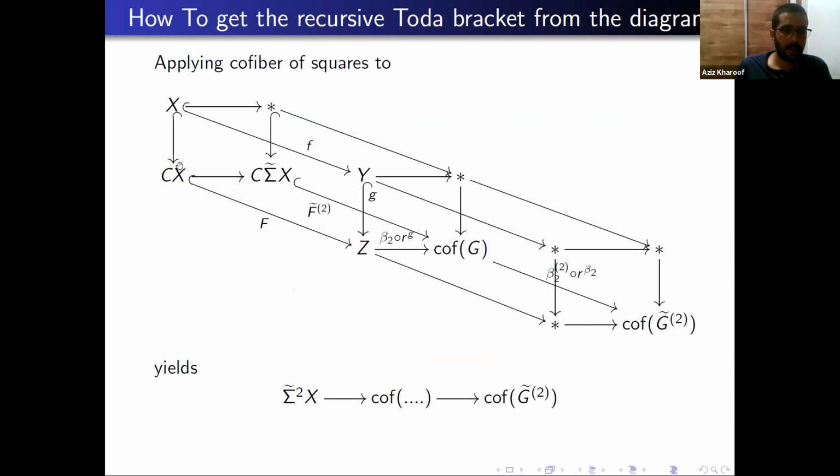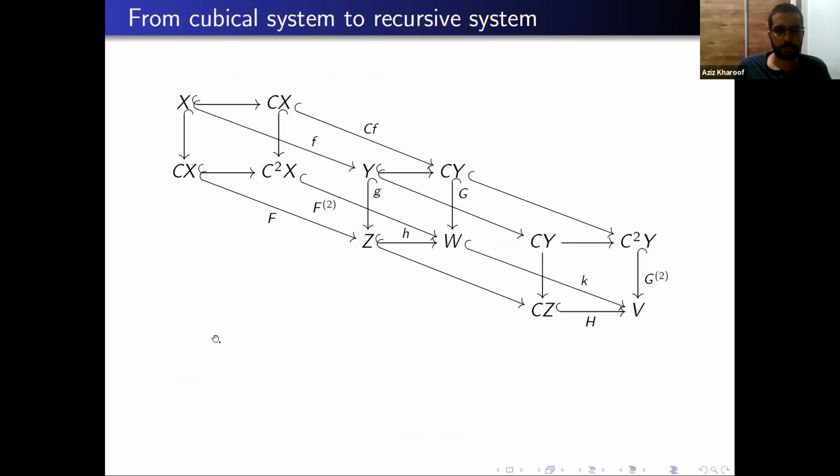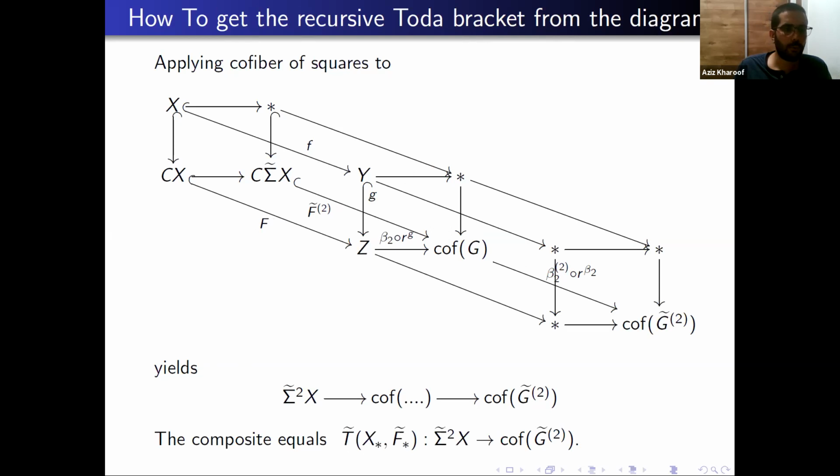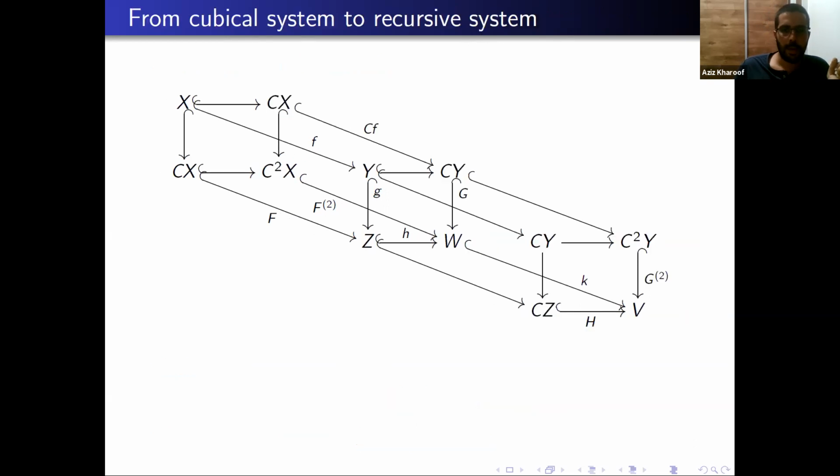And by applying the cofiber here, I can apply the cofiber, and it has a homotopy, meaning it's okay. One can see that it's like the homotopy cofiber in this case, and get the recursive Toda. And now how to go from one to the other? Now use the diagrammatic. That is the meaning. So if we have a cubical Toda system, we can get a recursive Toda system by the diagrams.